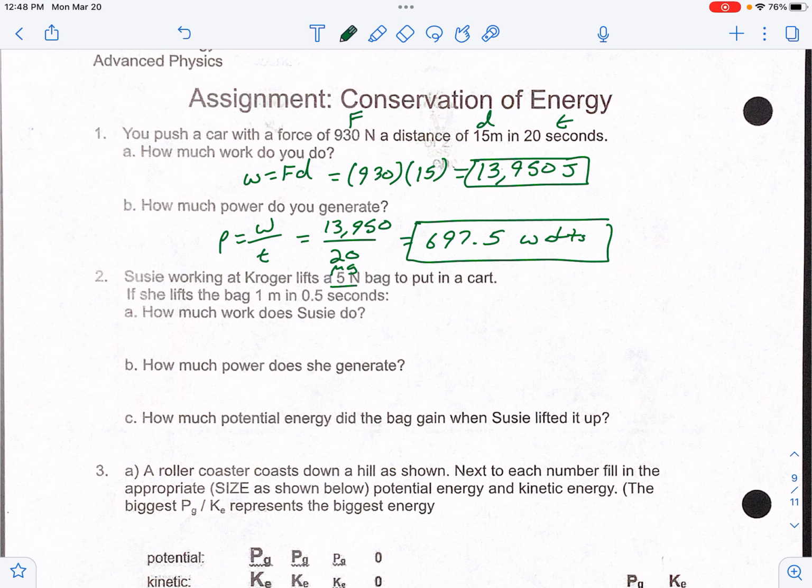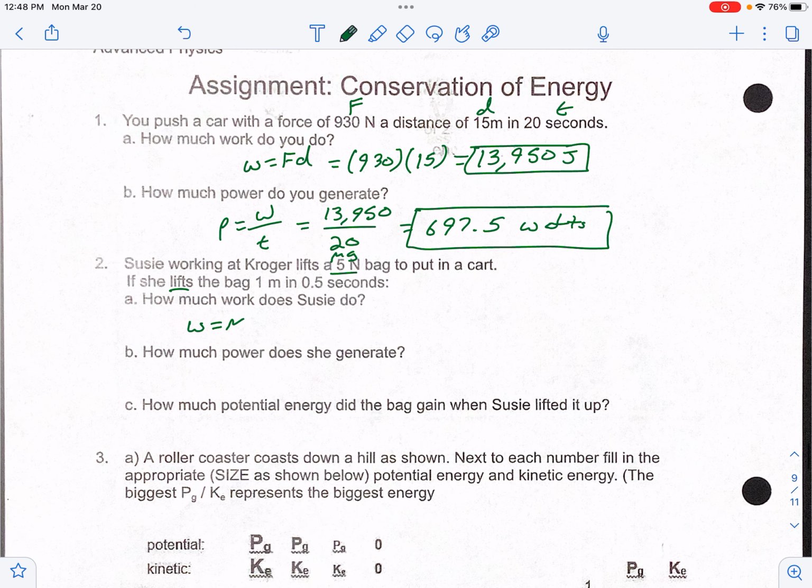So remember, we're lifting something. So work equals, since we're lifting, mass times gravity times distance. Now in this case, I gave you mass times gravity. I told you that was 5 newtons. So this is just going to be 5. Okay, so you don't need to multiply 5 times 9.8 because mass times gravity is 5 newtons. And then my distance was 1 meter. Okay, so multiply that. So 5 times 1 gives me 5 joules of work.